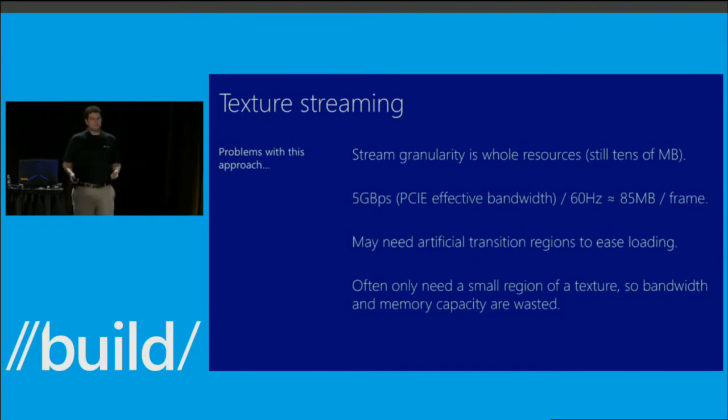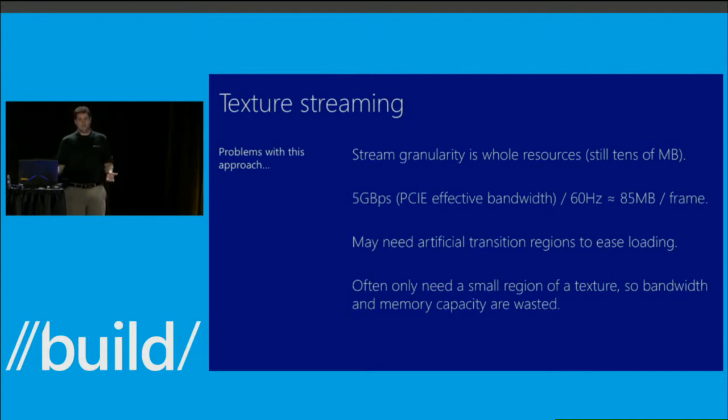For example, with texture streaming, the stream granularity is still on the order of whole resources, which are still typically around 10 megabytes. Meanwhile, your PCIe bus bandwidth, given a 60 frame per second game, only gives you about 85 megabytes per frame to stream data.